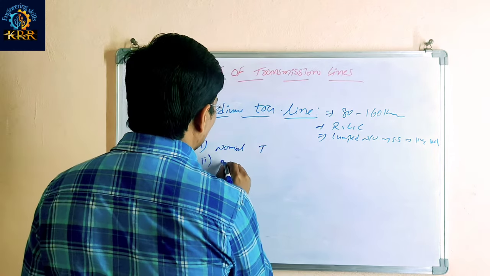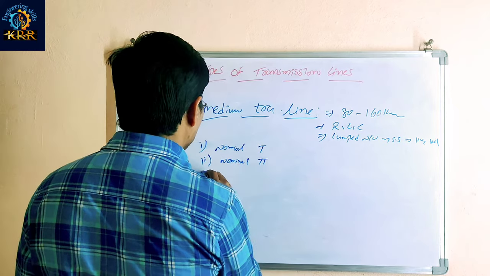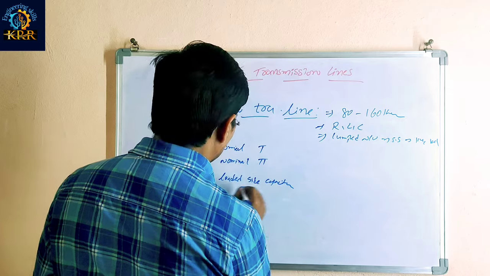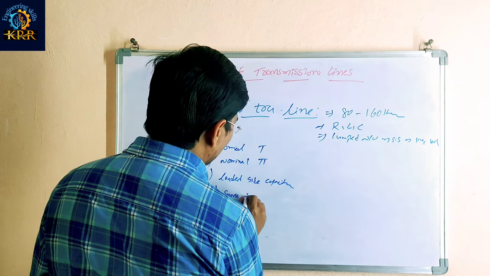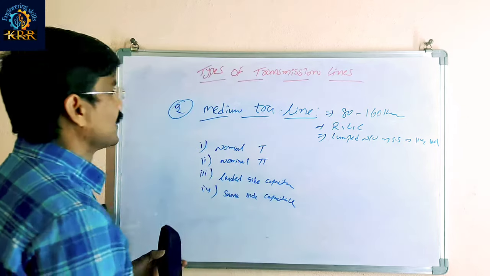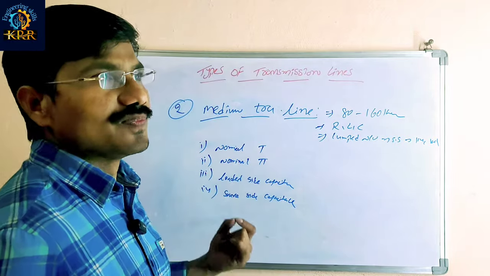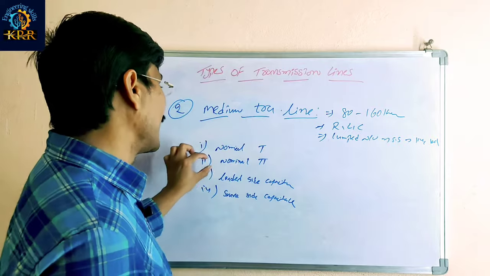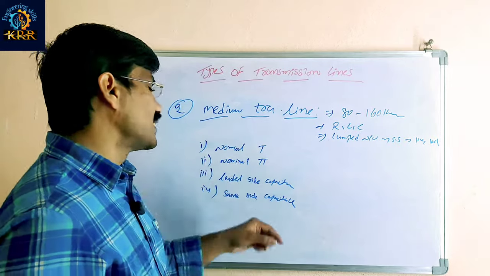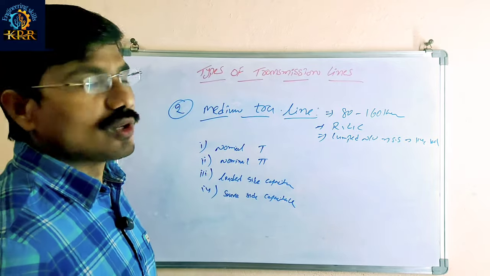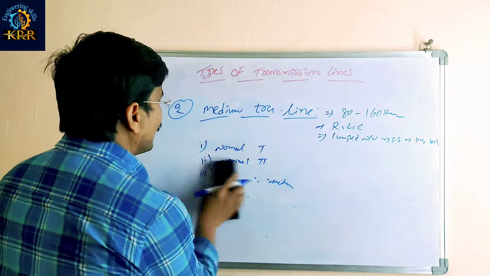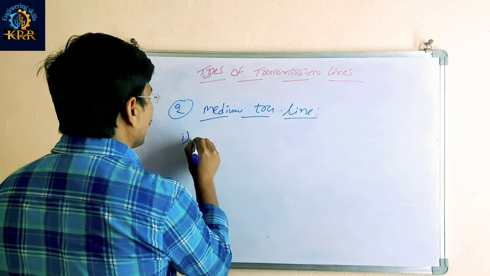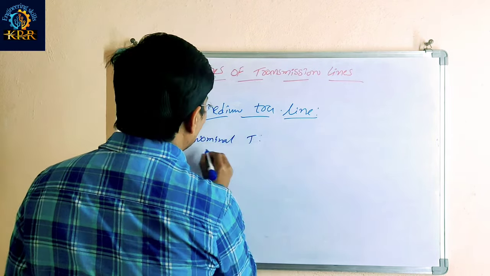One is called nominal T. Second one is called nominal pi. Third one is called load side capacitance. Fourth one is called source side capacitance. Based on capacitance locations, we can divide it into four network models: nominal T, nominal pi, load side capacitance, and source side capacitance. These are the four network models. One by one we are discussing. First we go for the nominal T.